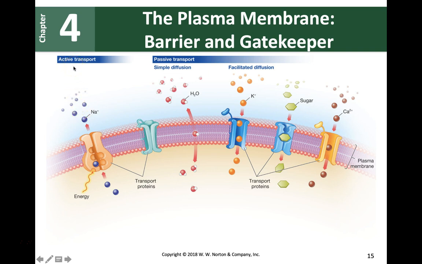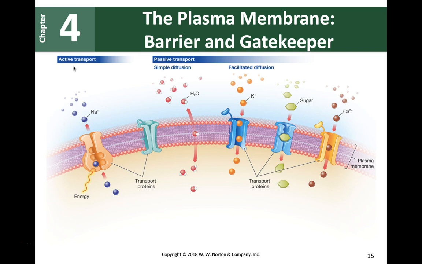Okay, again, guys, just to review this, active transport means it's going against the concentration gradient. It's going to need energy. Passive transport means it's going with the concentration gradient. It's going from high concentration to the low concentration, so it does not need any energy. But there are two scenarios.